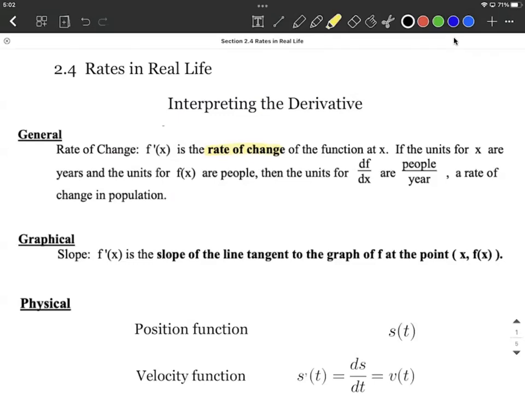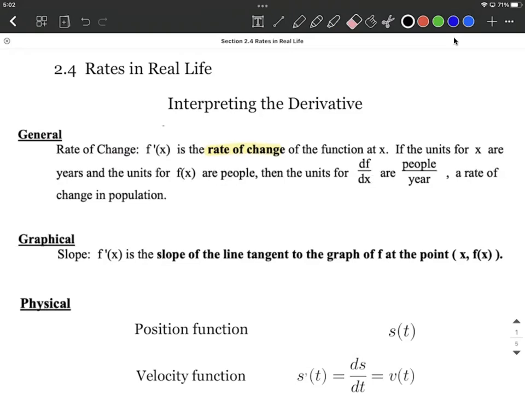All right, so if the units for x are years and the units for f of x are people, then if we set up df dx, the derivative of f with respect to x, what we have is a change in the number of people compared to the number of years. All right, or the rate of change in population.